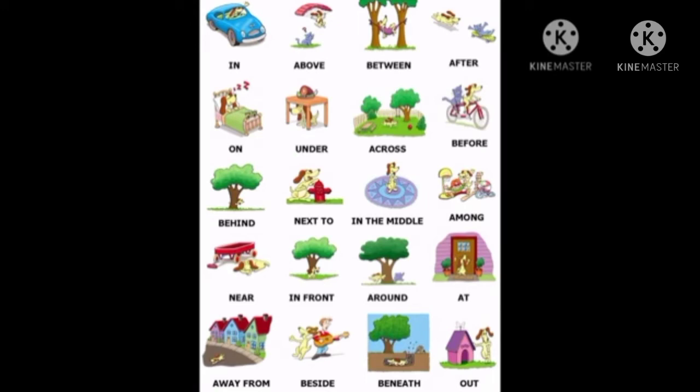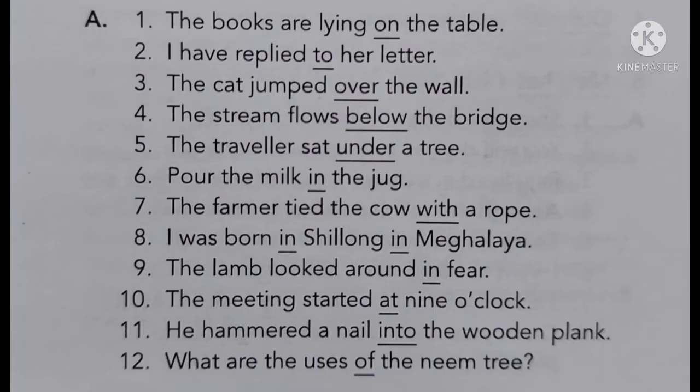So can you see the different positions where the dog has been placed? So these are prepositions of place. Okay, many examples you can see over here. Okay children, now let us do the exercise given over here. The first exercise we have is fill in the blanks with the correct preposition. There are 12 sentences given. Let us do it one by one.